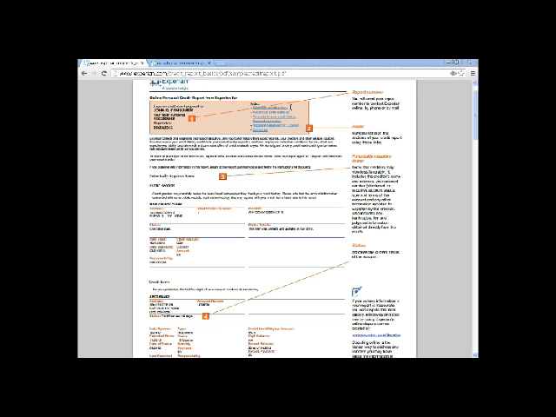Experian breaks down the credit reporting into two different categories: credit items and potentially negative items. So they're going to show you the worst first.